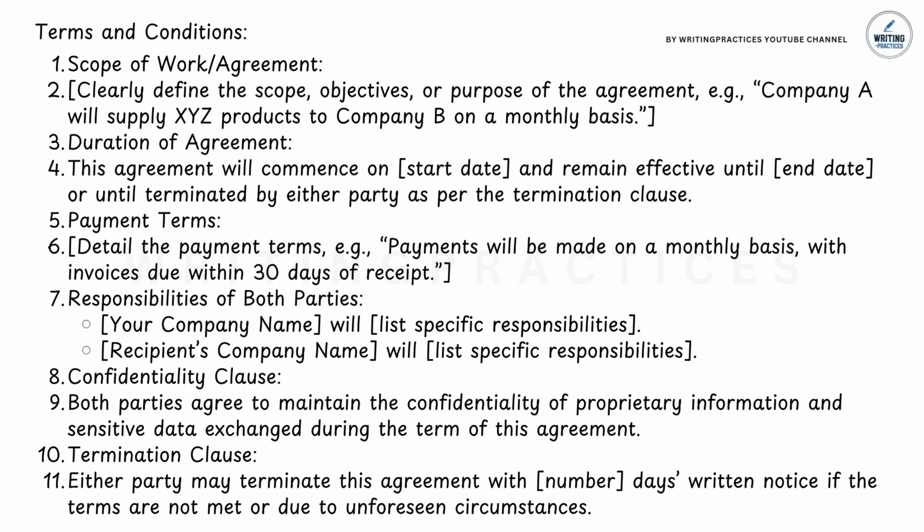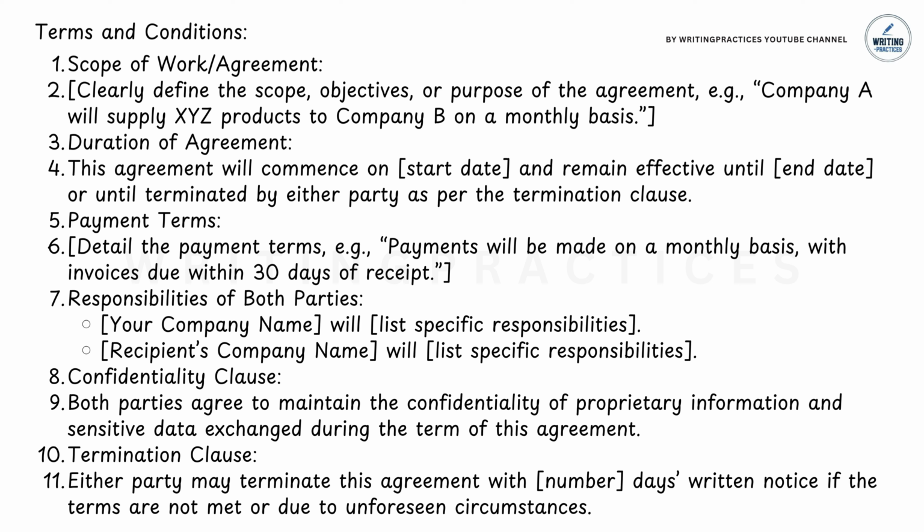E. Confidentiality clause. Include a clause that ensures both parties agree to protect any confidential information shared during the course of the agreement. For example, both parties agree to maintain the confidentiality of proprietary information and sensitive data exchanged during the term of this agreement. A confidentiality clause safeguards sensitive information from unauthorized disclosure.